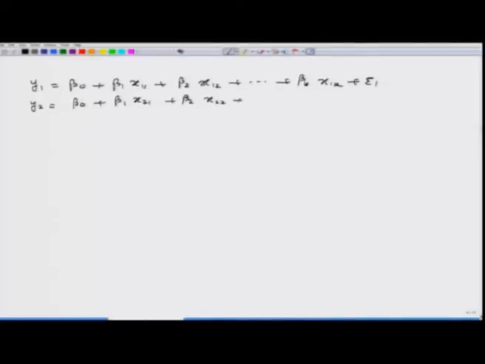This means for the first observation, I can write that y1 is equal to beta 0 plus beta 1 x11 plus beta 2 x12 plus beta k x1k plus epsilon 1. Similarly, for the second observation, I can write down the model as beta 0 plus beta 1 x21 plus beta 2 x22 plus beta k x2k plus epsilon 2, and so on. For the nth observation, I can write down yn is equal to beta 0 plus beta 1 xn1 plus beta 2 xn2 plus beta k xnk plus epsilon n.